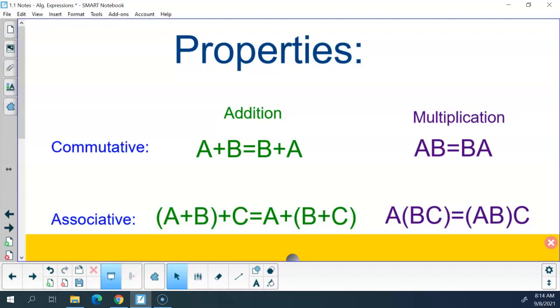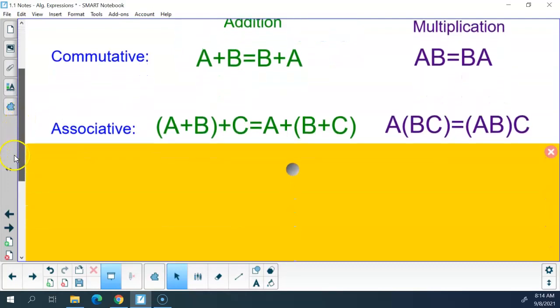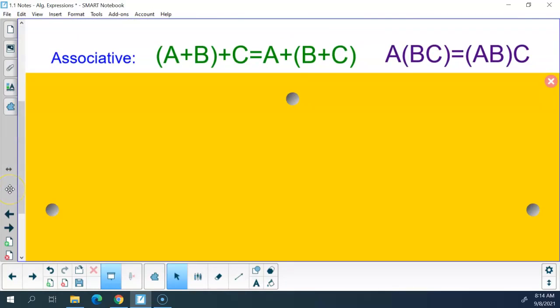Next one is the associative property. The associative property tells us that, let me move that up so everybody can see it, if we have multiple things going on, again, order doesn't matter. 7 plus 8 plus 9 is this. So if you add 7 and 8 first, you can do that. Or if you add 8 and 9 first, or if you add 7 and 9 first. Doesn't matter what order you take those in. You'll get the same answer.